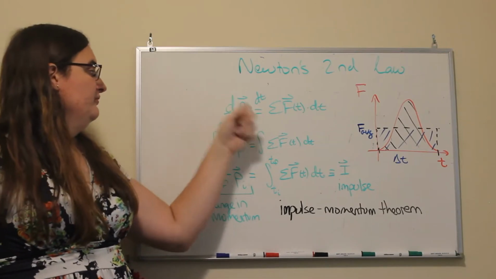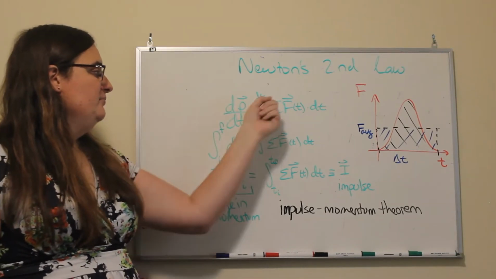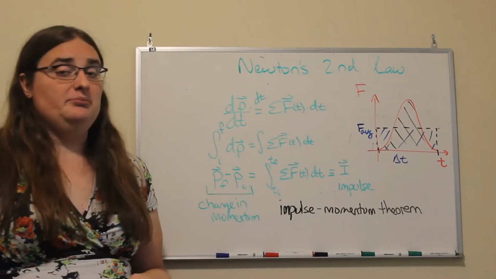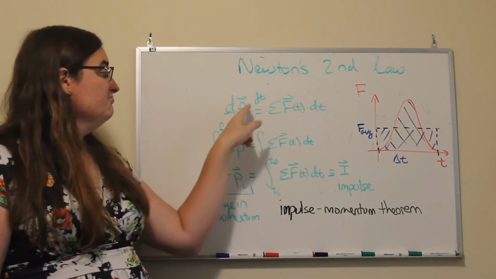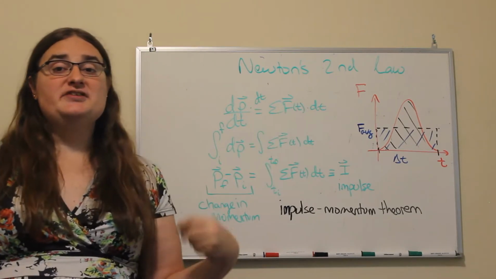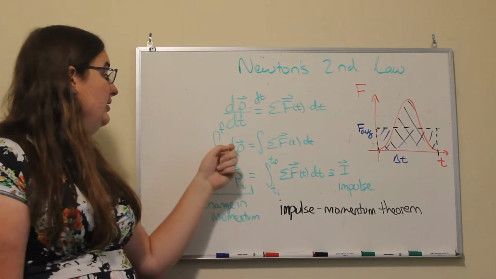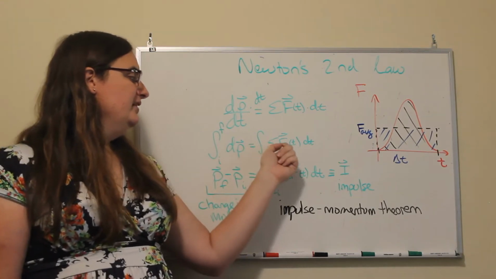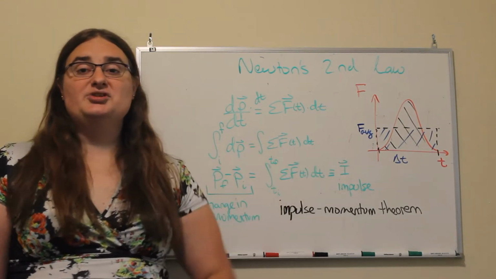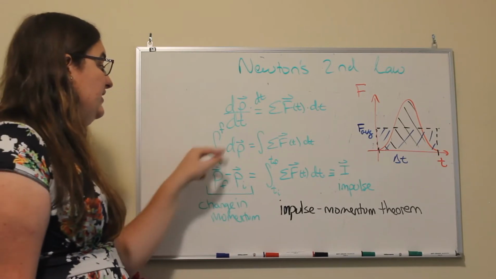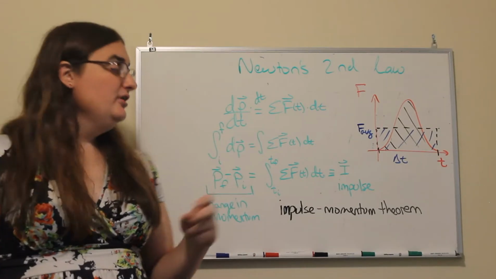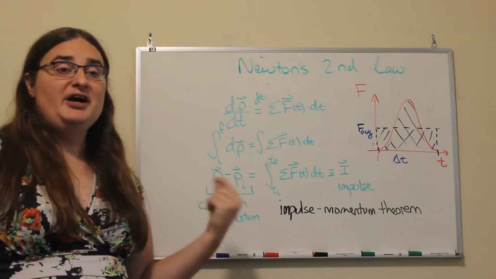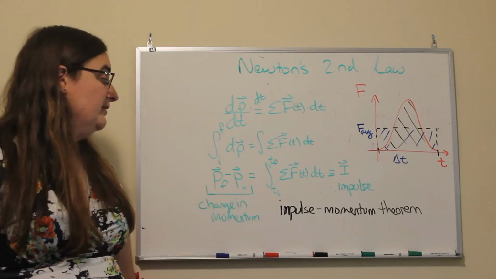So the derivative of momentum with respect to time would be equal to the net force, which could be a function of time. So let's multiply both sides by our differential element of time. So that means that our change in momentum would be our net force times our change in time. And if I integrate both sides from the initial point to the final point, I would just have my final momentum minus my initial momentum.